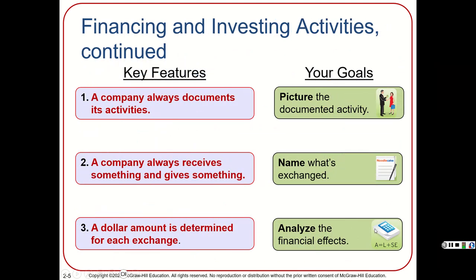So financing activities have some key features. When transactions are considered or analyzed, there are three things that we want to make sure happen. The first thing you want to do is always document the activities that are going on. You always want to have receipts, even the receipt that you get from McDonald's from having a meal one day with a business partner or a customer.